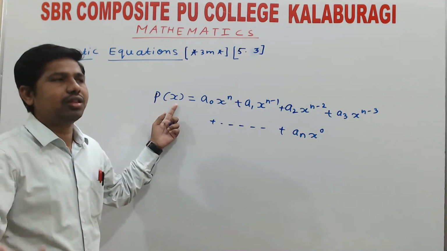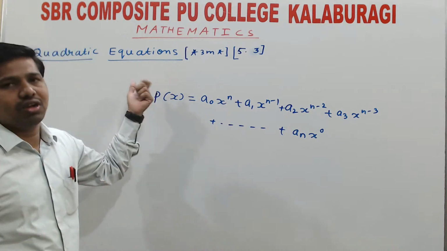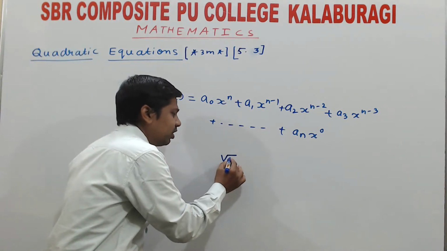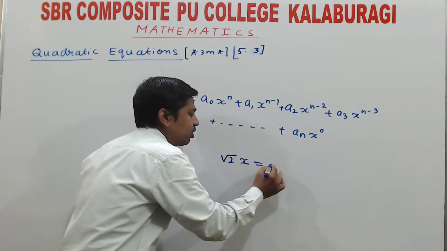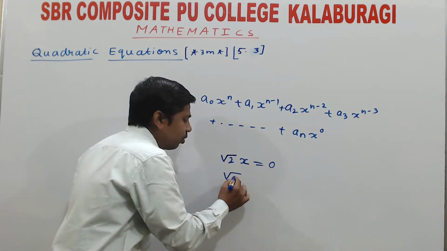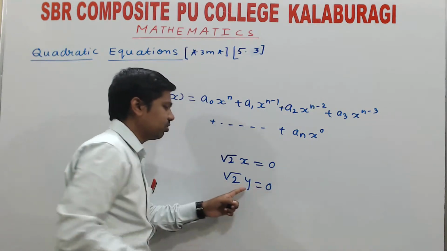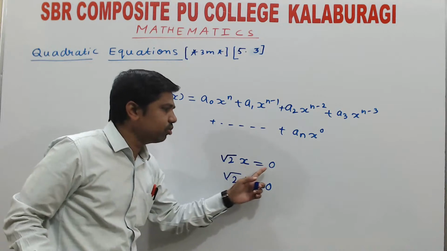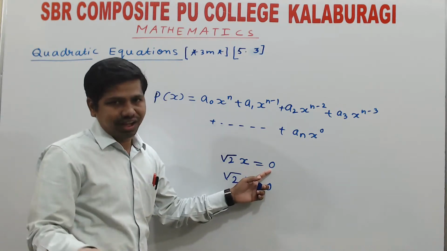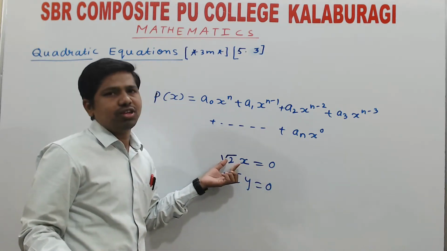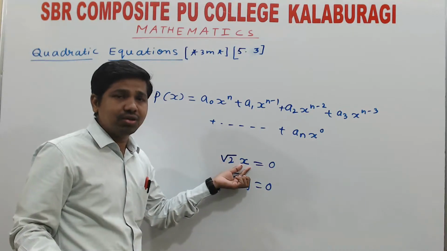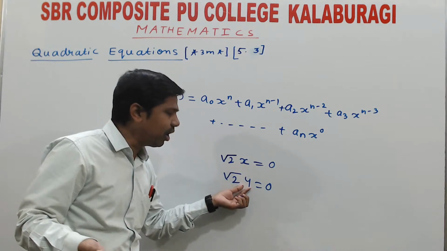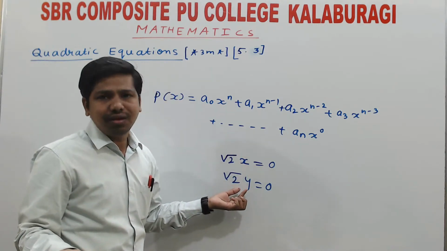I told you, an algebraic expression which is equal to some constant. There is no rule that I should take only root 2x equal to 0. I can take even root 2y equal to 0. These are such variables. So an algebraic expression which is equal to 0 is said to be an equation. An algebraic expression involves a constant and variables. Variables means there is no need that it should be only x. It can be y, it can be z, it can be any variable.